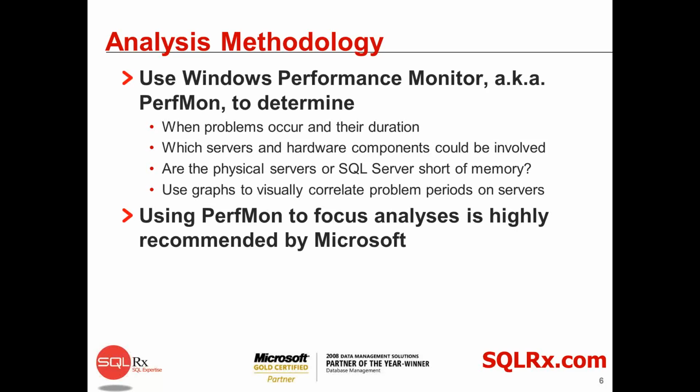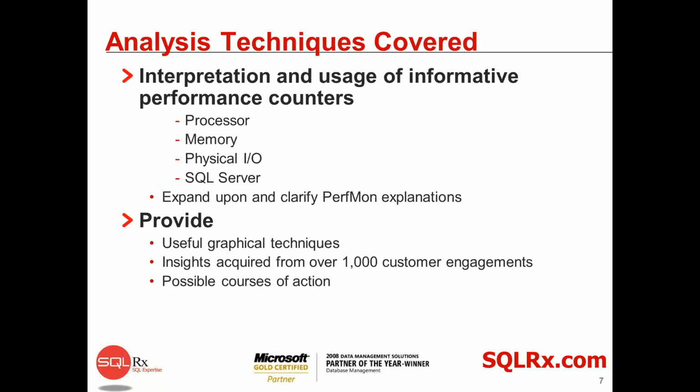Is Windows short of memory? You know, what's going on there, and use graphs to try to quickly figure out what's going on. It should be noted that Microsoft emphasizes the fact that we should use PerfMon first before we jump right into the in-depth analyses of activity monitor or other kinds of things, because sometimes the problems are very easy to spot from PerfMon, and they are a little harder to deduce from, say, the DMVs or whatever, activity monitor, and so on.